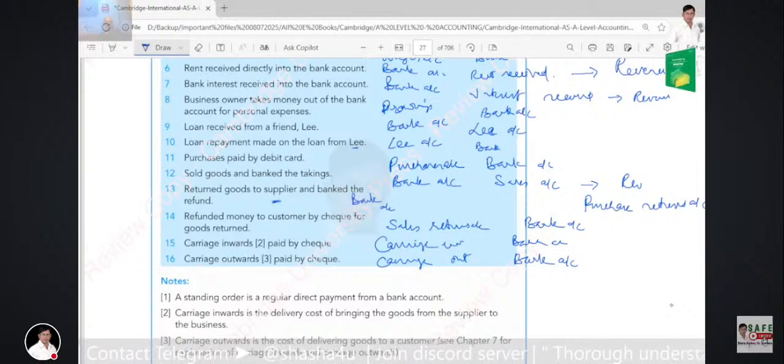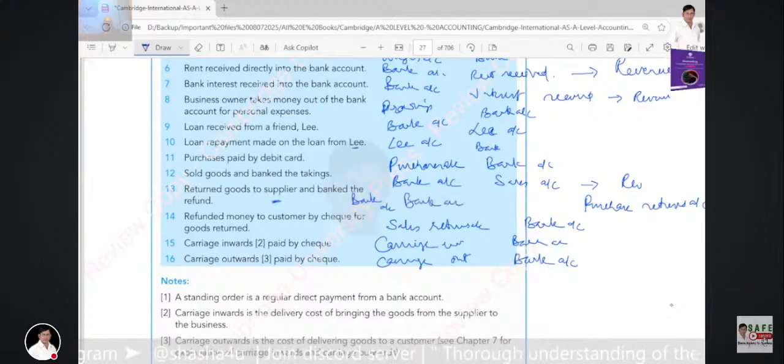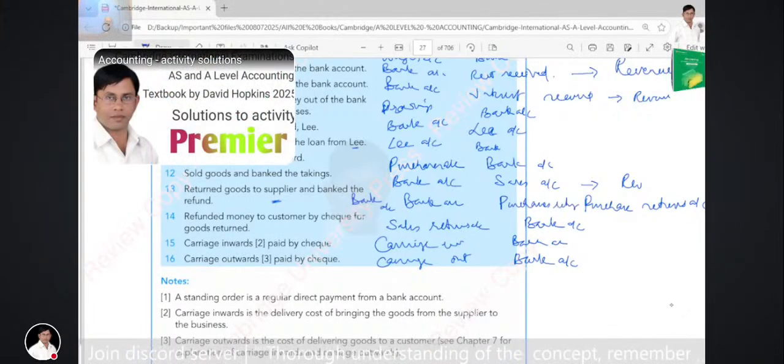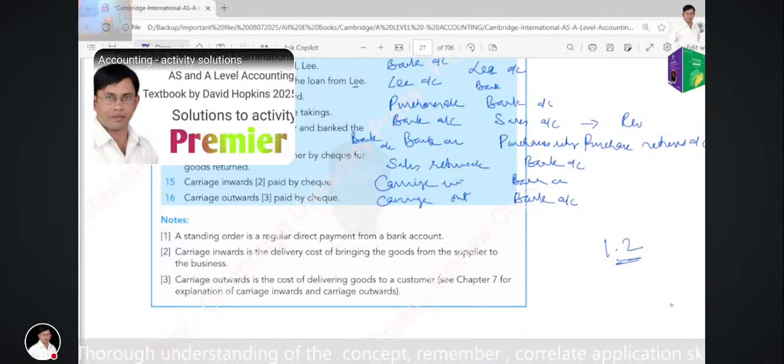So you have returned goods to the seller and banked the refund. So you have received the money in bank. And purchase returns will be credited. Purchase returns are the opposite of purchases. Purchases are debit, right? So purchase returns are always credit. So this is how it is. This is activity 1.2. We will continue in the next class.